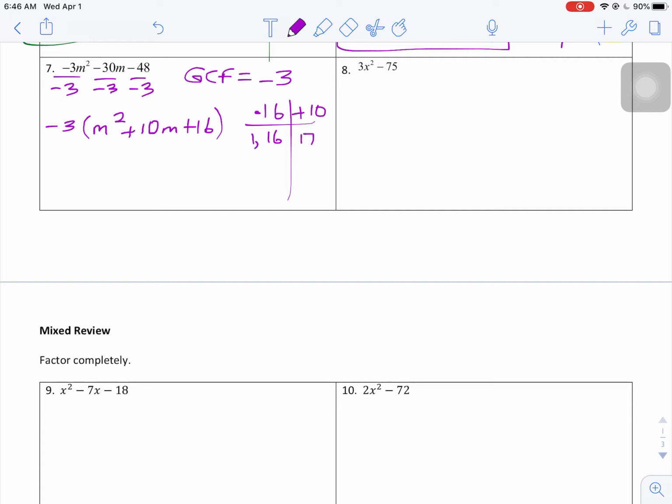That 1 plus 16 is 17, so that doesn't work. Let me try 2. 16 divided by 2 is 8. 2 plus 8 is 10. So there we go. Those are the numbers that work. So drag down your GCF in the front, and then you have a 2 and an 8.